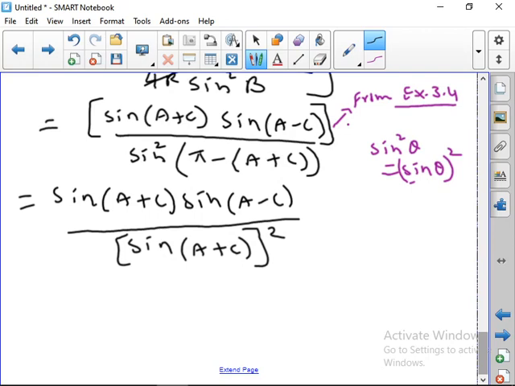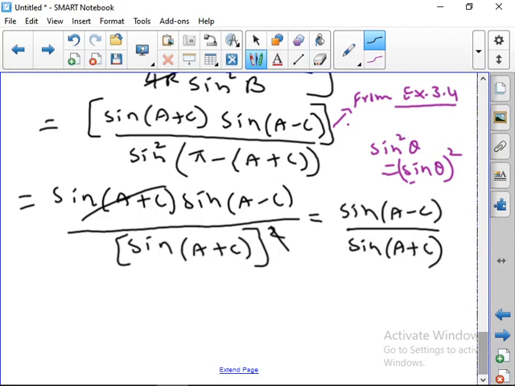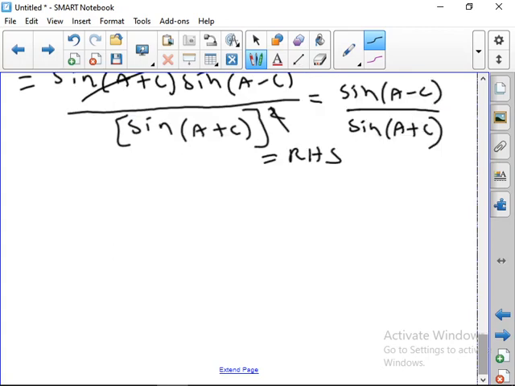So one sin A plus C will cancel. When it is cancelled, what do we get? One term gets cancelled. So we have sine A minus C divided by sine A plus C, which is equal to the right hand side. Hence it is proved.